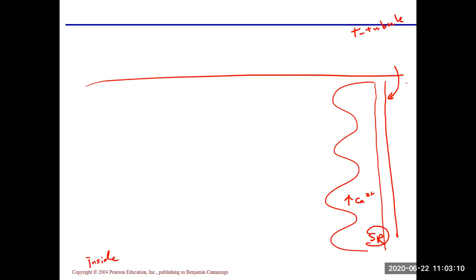On the SR, there are protein channels. These are called voltage gated channels. They open and close whenever the voltage changes. So these are calcium voltage sensitive channels. So when the voltage changes and arrives, they open. And the very first step in this process is that the calcium is now released.